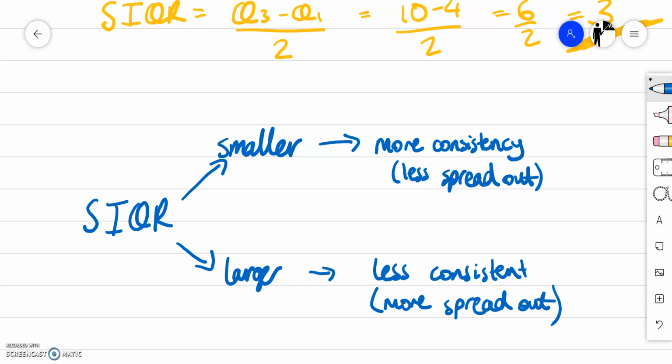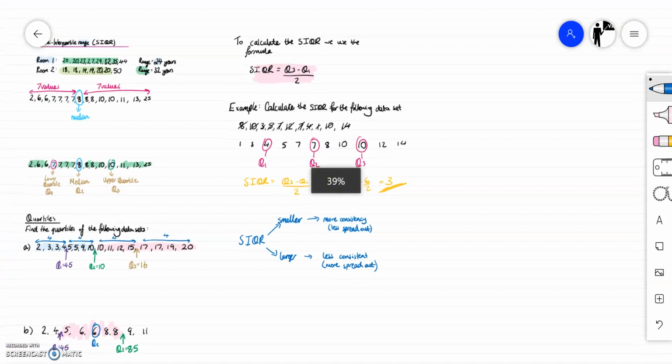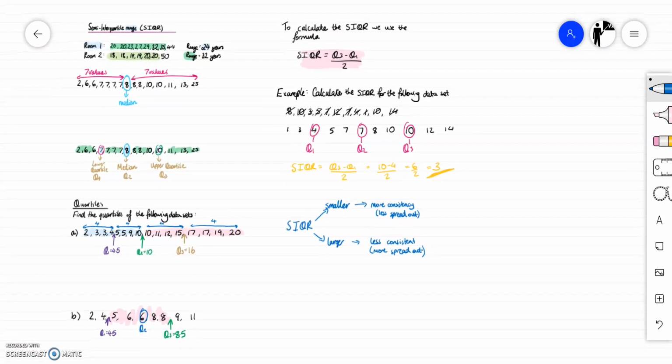Sometimes, if you're given two data sets and their semi-interquartile ranges, you might be asked to compare them. So you would have to look at which one is smaller, and then say something along the lines of consistency or spread. Okay, so that's how we calculate the semi-interquartile range. Once again, this formula you are not given, you need to be able to replicate it in an exam situation.